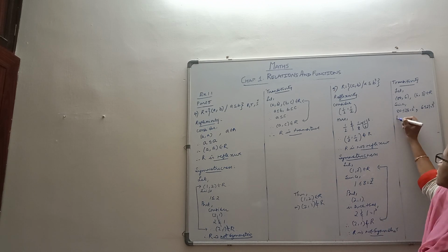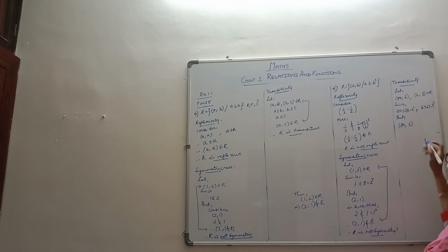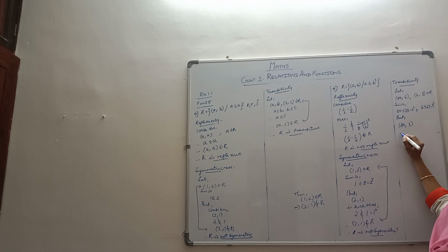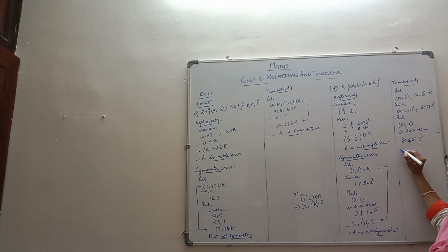Okay, but let's check (80, 3). If it is belonging, then we have to change the thing, but otherwise it will work. Here 80 is such that 3 cube, which is 27, is not less than or equal to... 80 is not less than or equal to 27, right? As a result, (80, 3) cannot belong to R. It's not belonging to R.